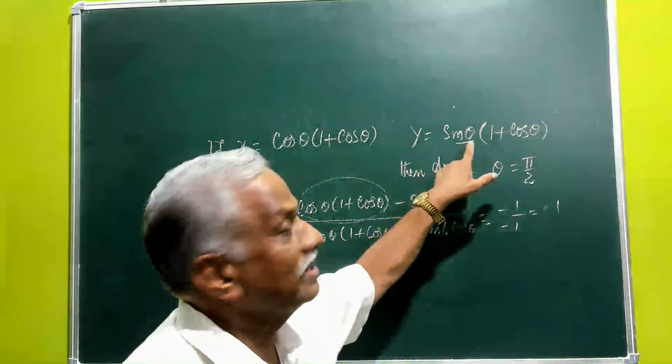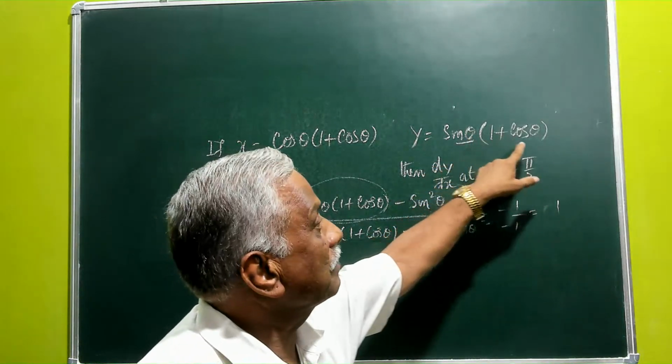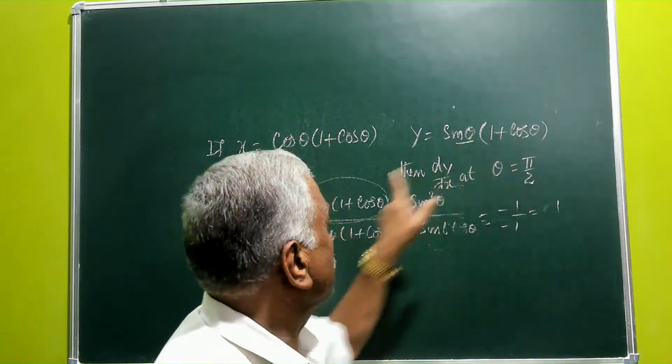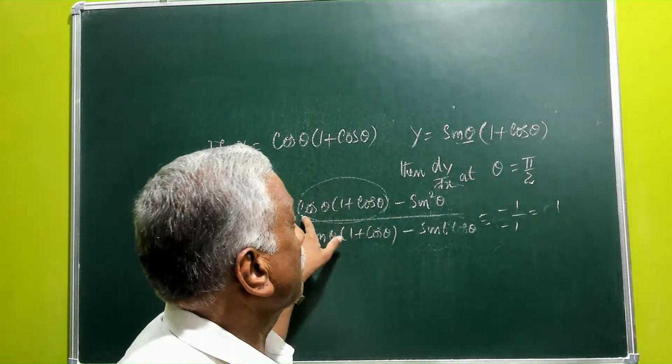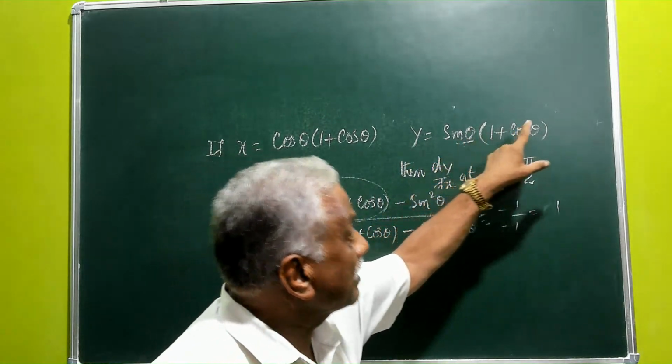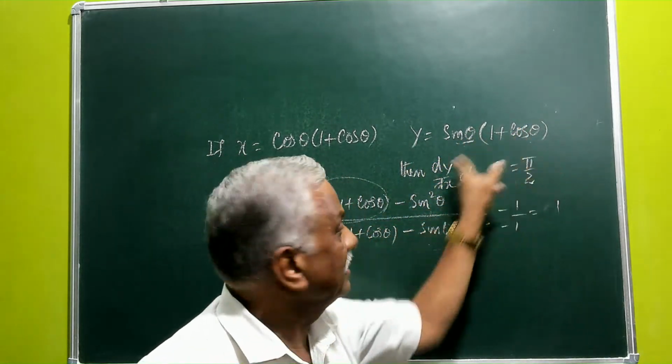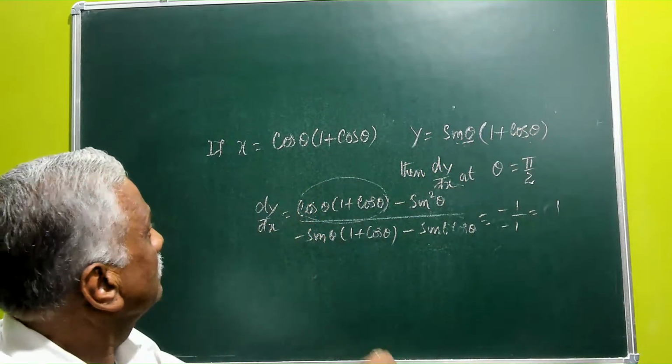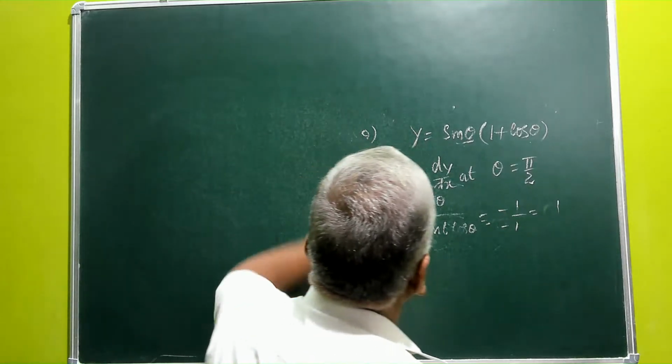So please make correction. We are differentiating using product rule. I keep 1 plus cos theta, differentiate sin theta, I get cos theta. I keep sin theta, differentiate cos theta, I get minus sin theta, sin square theta. You have to be a little careful in interpreting. Okay. The next problem.